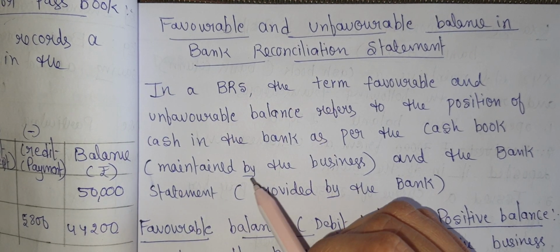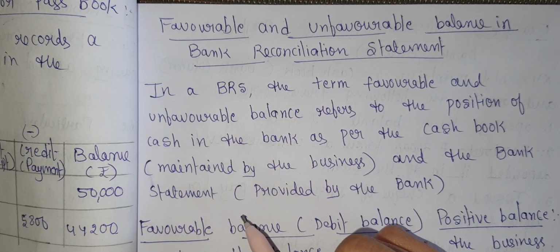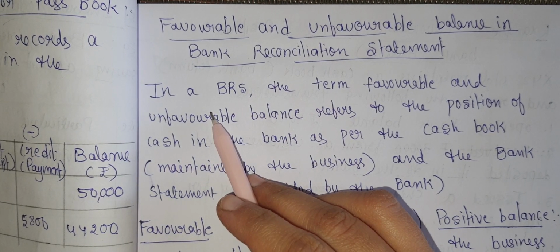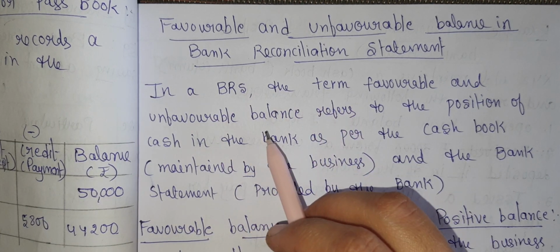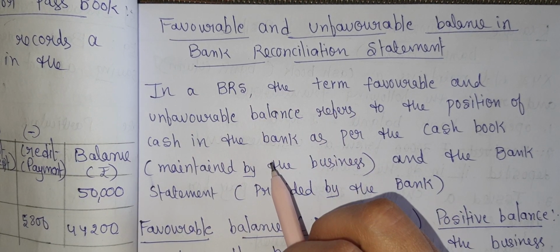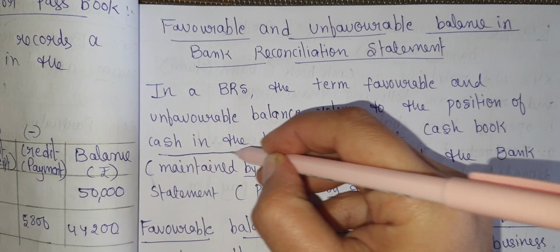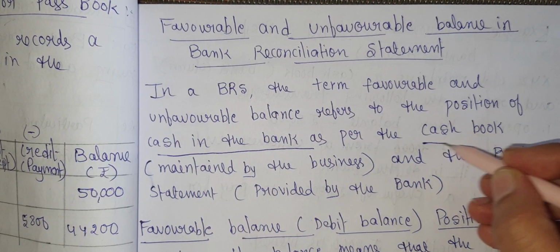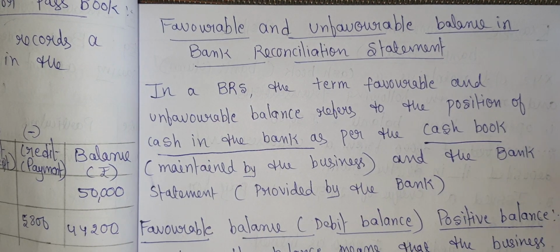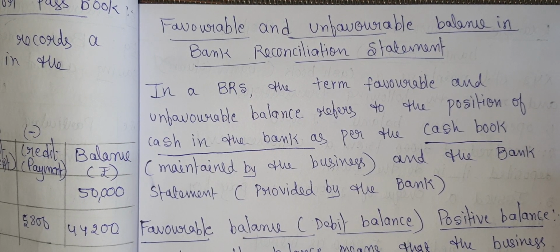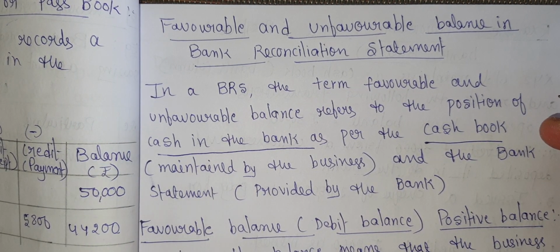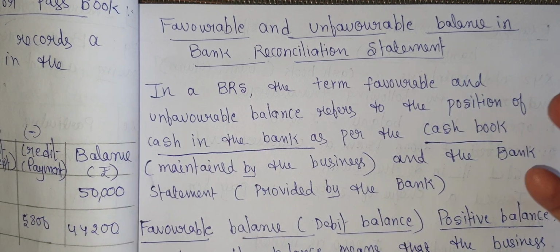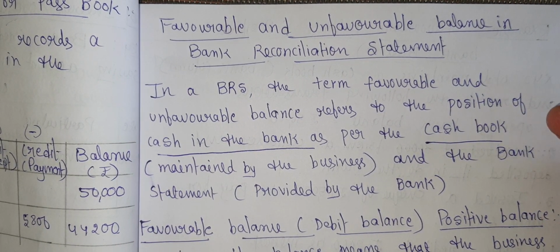Now we will see the meaning of favorable and unfavorable balances in BRS. In a bank reconciliation statement, the term favorable and unfavorable balance refers to the position of cash in the bank as per the cash book that is maintained by the business, and the bank statement that is provided by the bank.